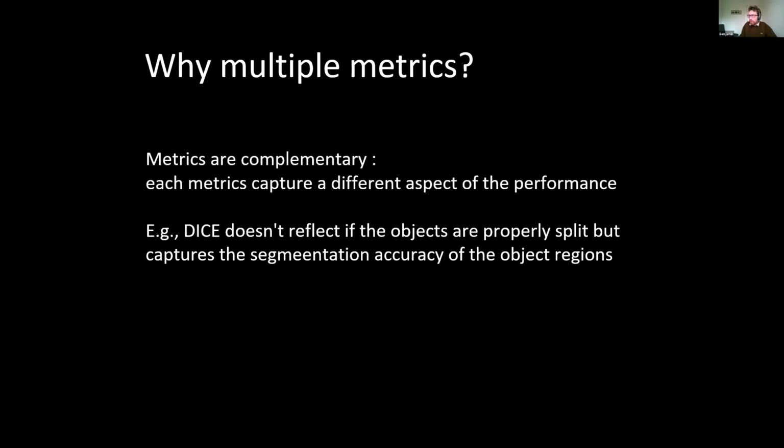So why do we use multiple metrics? Because often those metrics are complementary, as each metric captures a different aspect of the performance. For example, Dice is very good to know if you identify the positive pixels of the object, but it doesn't reflect correctly if the objects are well separated, so well segmented. So it's not a good indicator for segmentation accuracy, but it's a good indicator for detection of the object.